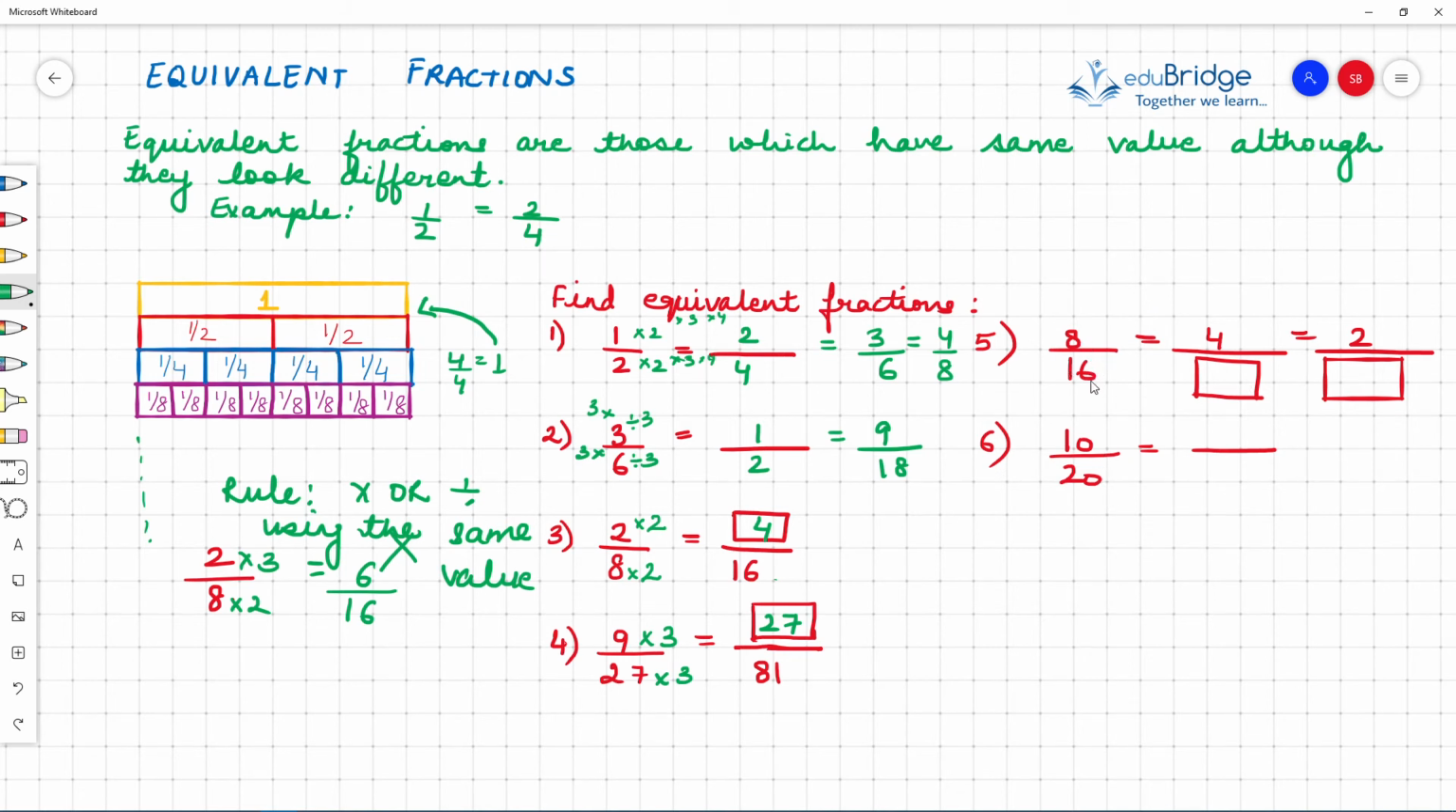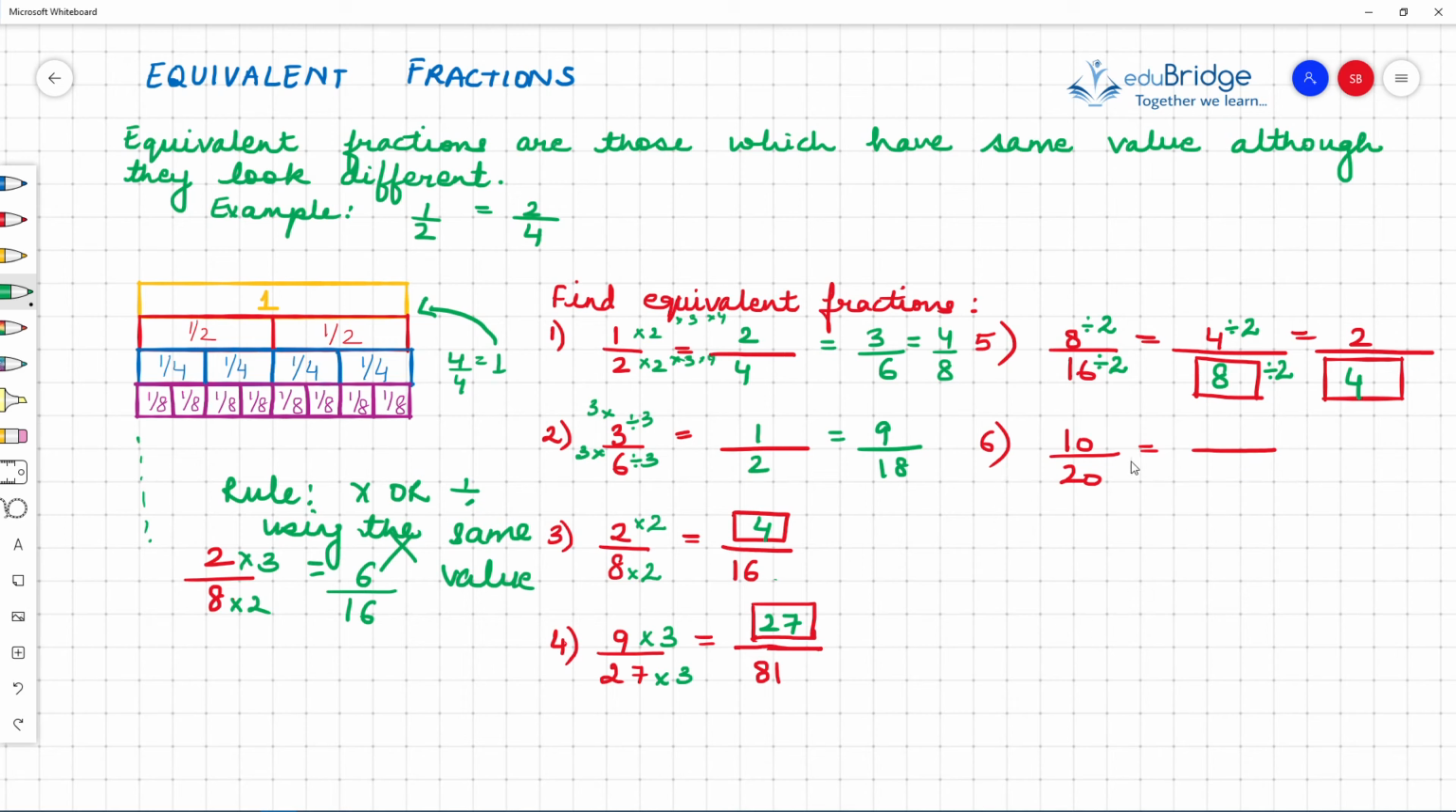Let's move on to the next example. 8 by 16. Now what is given to us is 4. So what did we do here? We divided this by 2. 8 divided by 2 is 4. It means we also have to divide 16 by 2, which will be 8. Now we need to find another equivalent fraction of it. So we are given 2. This means we divided it again by 2. 4 divided by 2 is 2. So we need to divide 8 also by 2. So we get 4. Easy to follow.